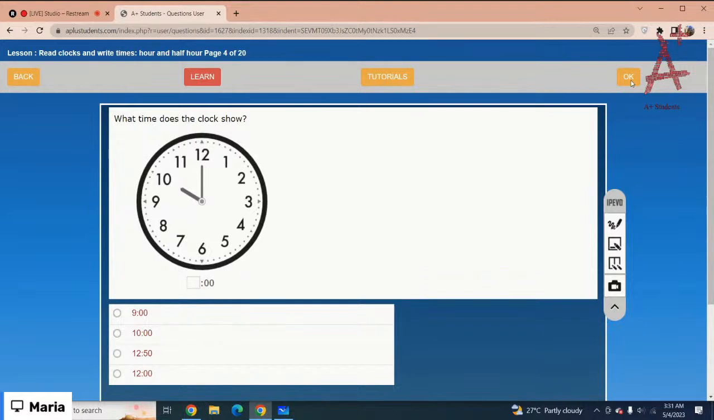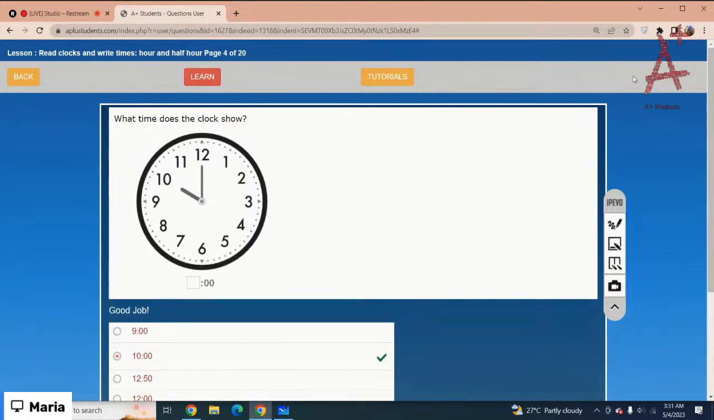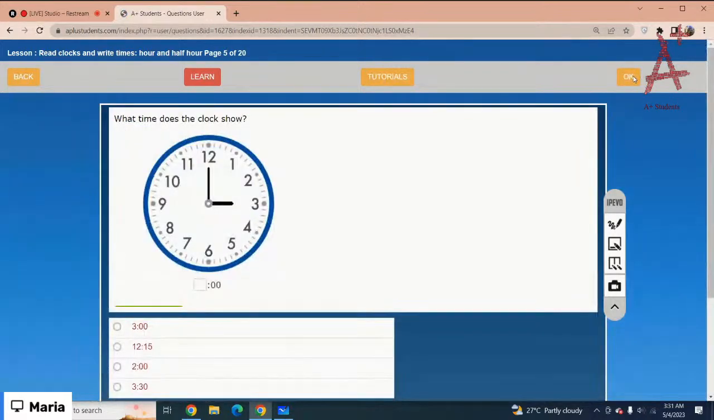It would be 10. Yes, it would be 10. The correct option is 10 o'clock. What time does the clock show?